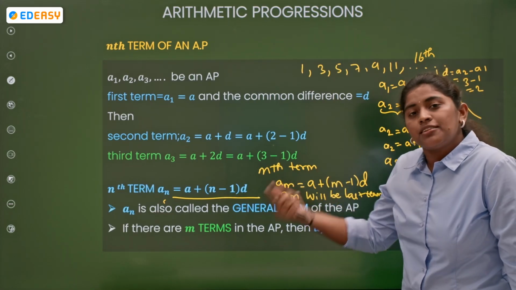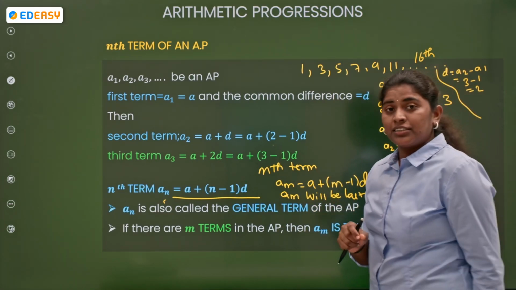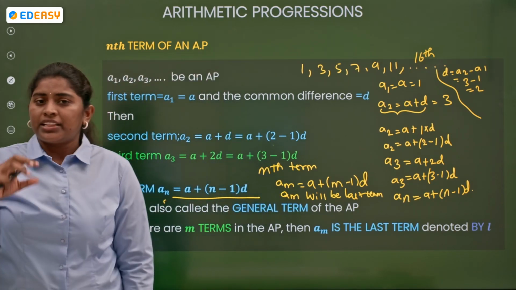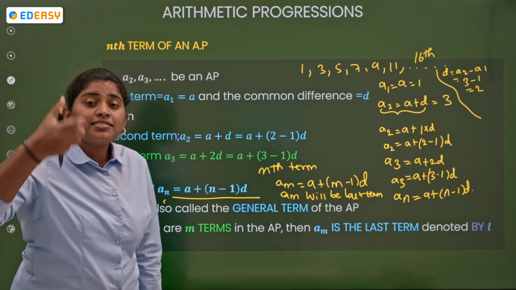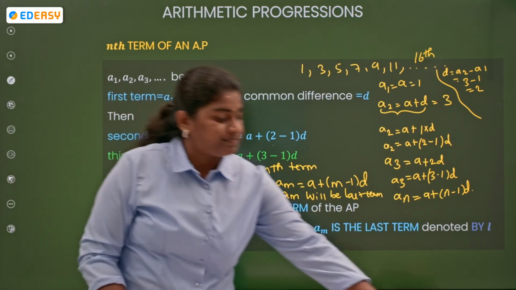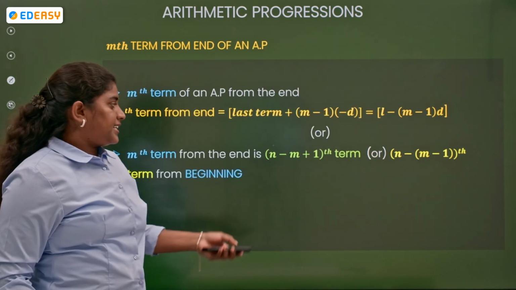That is the last term of your AP. Clear? So if my AP has only 20 terms, then the 20th term will become the last term of your AP. Clear about that? Yes. Now let's see the next.